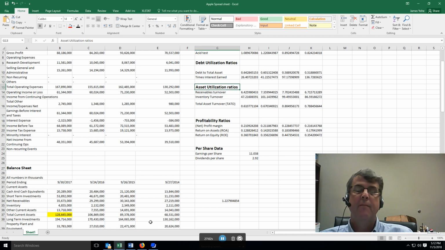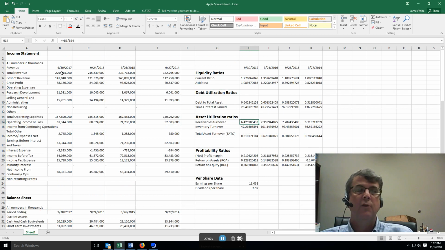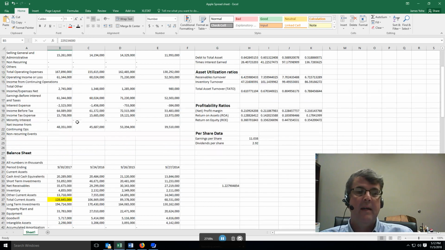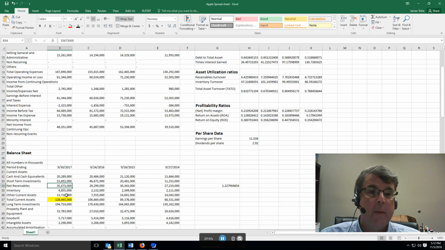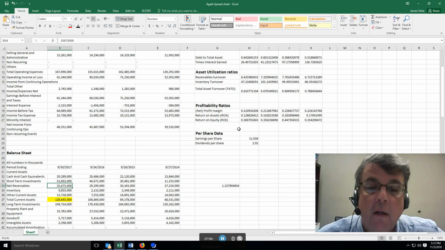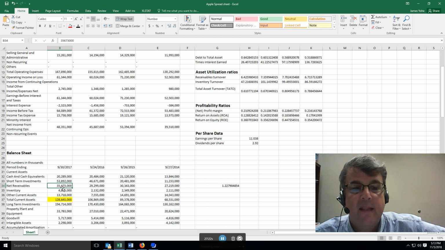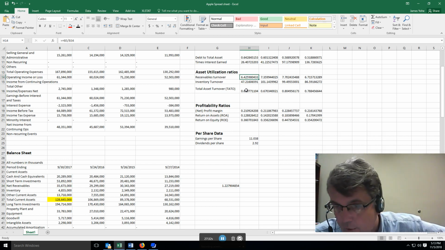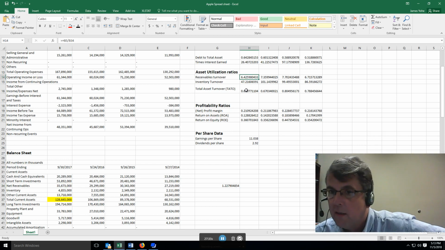So we go here, and for our receivables turnover, we're going to take sales, and we're going to divide it by accounts receivable, which is on our balance sheet. And that's 35,673,000,000. We divide sales by this, and that gives us a receivables turnover of 6.425, actually 6.426. So they're turning over their receivables roughly 6.43 times a year.